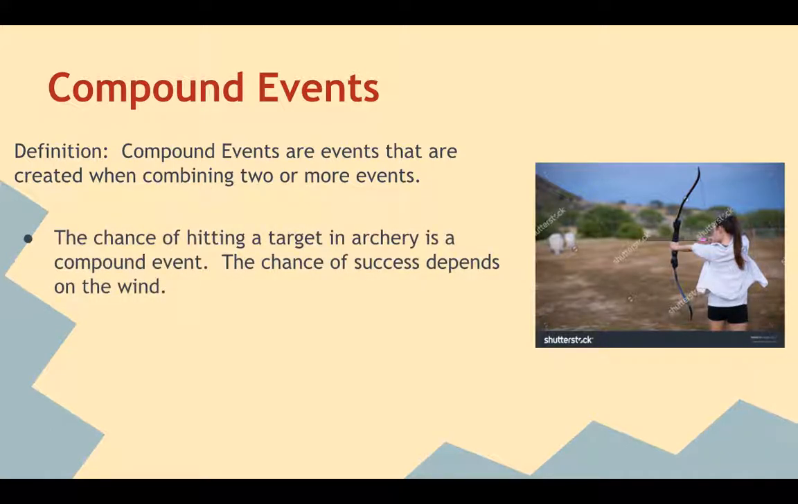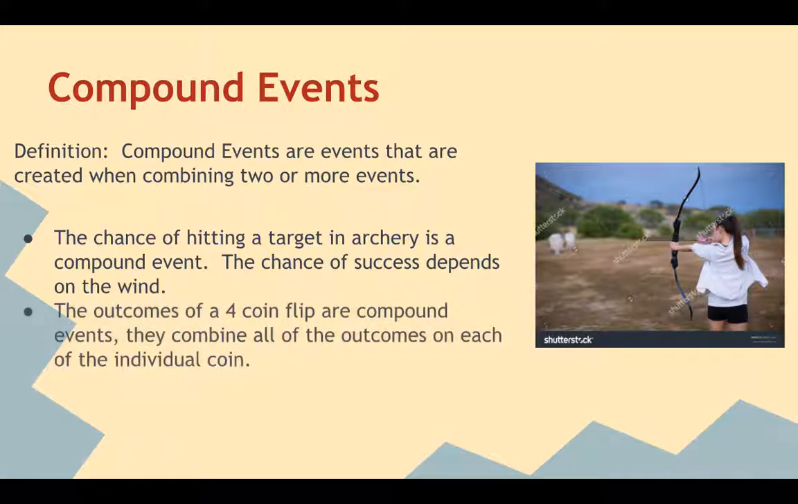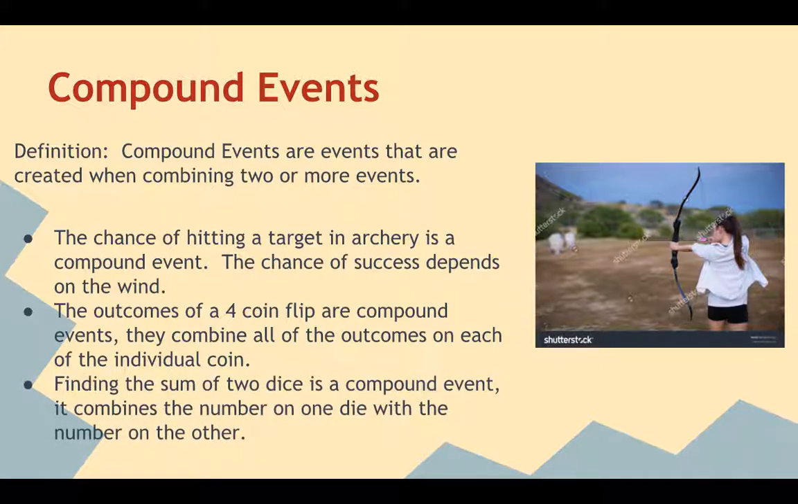The chance of hitting a target is a compound event because it depends on the wind, and it also depends on how good you are. The outcomes in a 4-coin flip are compound events because you're combining all the outcomes of every individual coin. So it doesn't have to be 2; it could be more than that. And we've already seen that finding the sum of 2 dice is a compound event because it's combining the outcomes of the 2 dice.